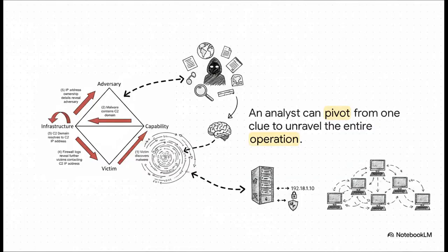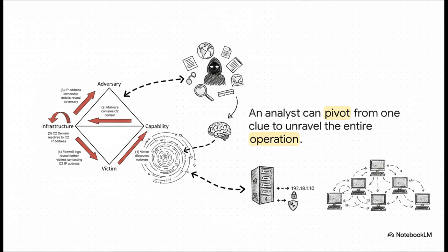And this is really where it all comes together. Let's say an investigation kicks off with just one clue. A victim finds a strange piece of malware. So we start with the capability. By analyzing that malware, an analyst can pivot. They can find the infrastructure it's talking to, like a command and control domain name.